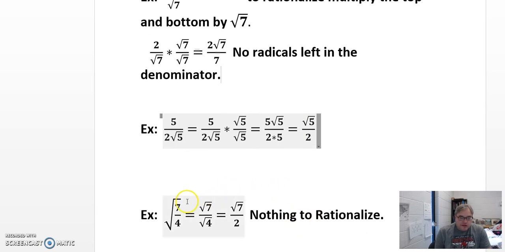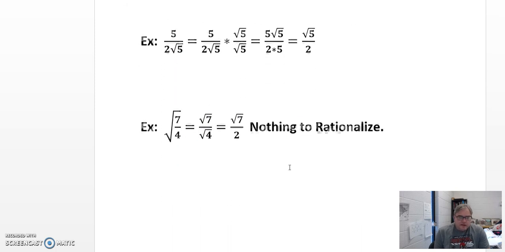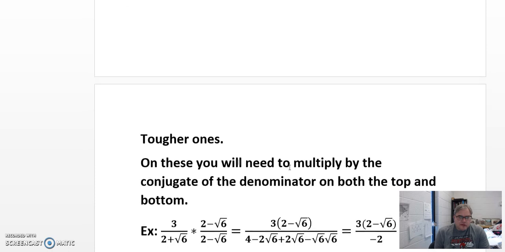Another style is square root of a fraction. In this case, I can rewrite that as square root of 7 over square root of 4. And I know square root of 4 simplifies to 2. So I get square root of 7 over 2, and there's nothing to rationalize. It's all done. So no square roots in the bottom, no square roots of fractions, or it's just not done. Now, tougher ones.